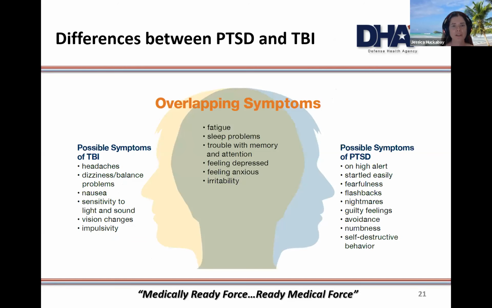All right. So this is a really good page for you to take a look at, because this shows you in a picture where those overlapping symptoms are. So you'll see the possible symptoms of TBI on the left-hand side and the possible symptoms of post-traumatic stress disorder on the right-hand side. So we sometimes hear PTSD and TBI thrown around as one and the same. And it's really important to remember that they're different entities. So I really want you to take that away today after this presentation, that PTSD, post-traumatic stress disorder, and traumatic brain injury are different entities.